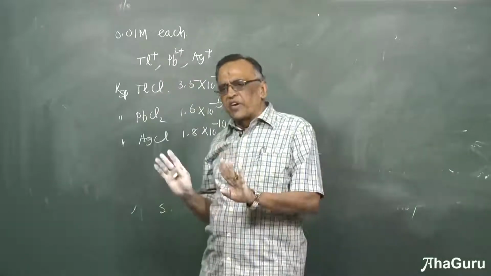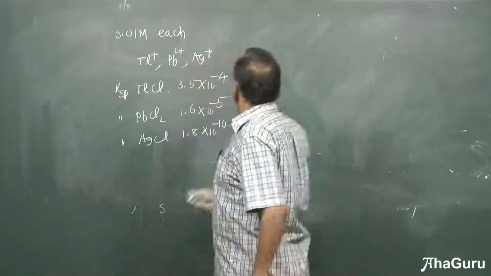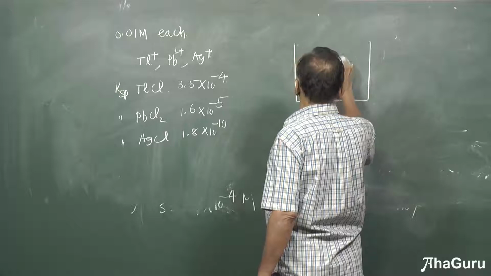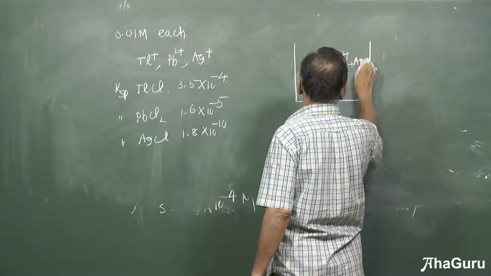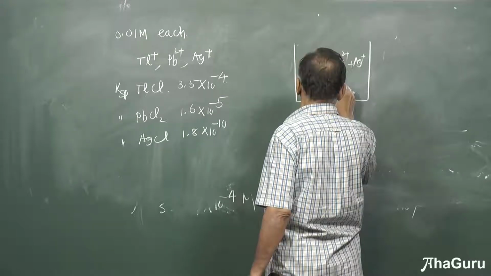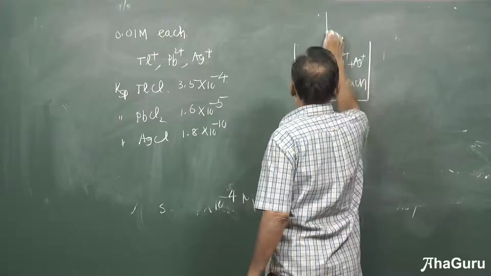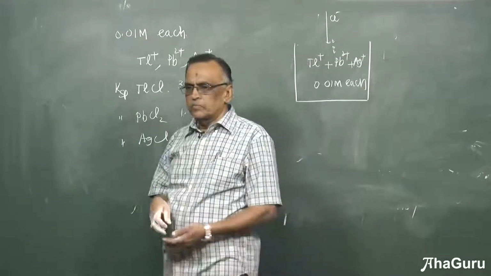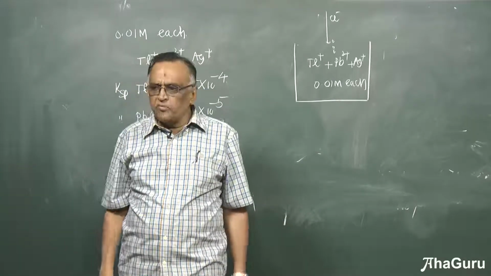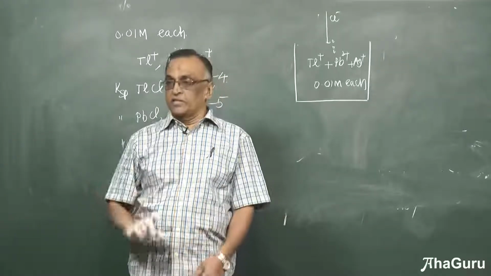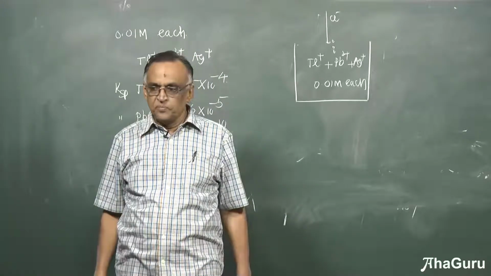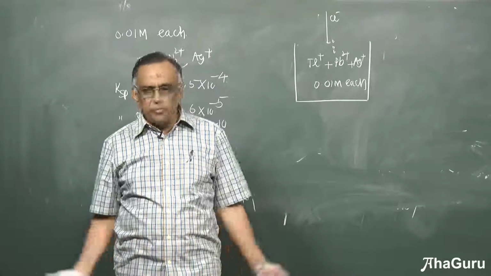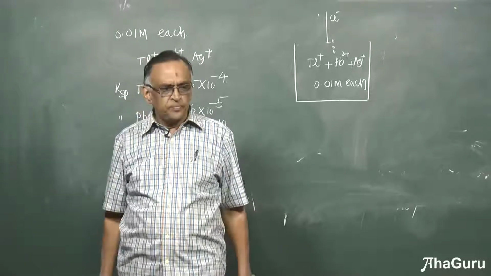What do you mean by selective or fractional precipitation? You have a solution which contains thallium ion, Pb2+, Ag+, 0.01 molar each. I am adding chloride ion drop by drop. Why should I add drop by drop? Then only I can find out what precipitates first. If I add like this, all three will be precipitated in one shot. Suppose I open the burette fully, right? Everything will be precipitated and the problem has no sense.